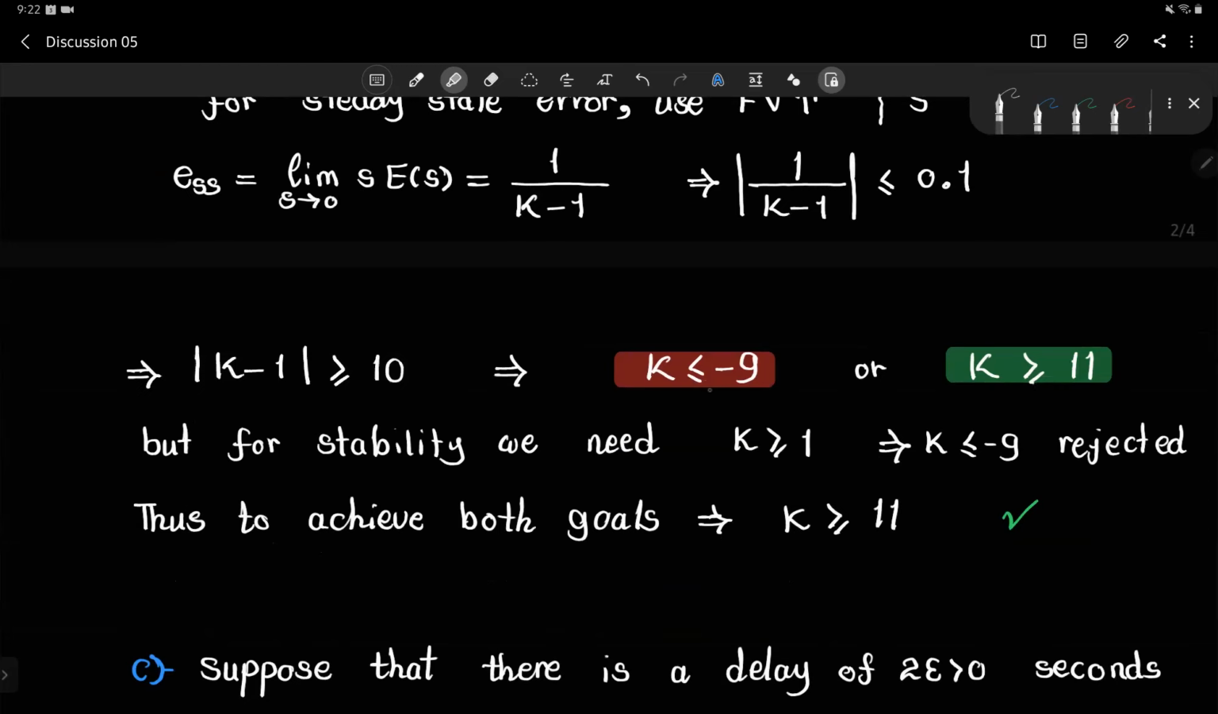Now, suppose that there is some delay in the controller implementation of 2 times epsilon, with epsilon bigger than 0, and epsilon is assumed to be small. We want to find an approximate value for the maximum allowable epsilon before instability. And we're going to assume that k is equal to 11. Having a delay in a control loop is a very typical situation in control systems.